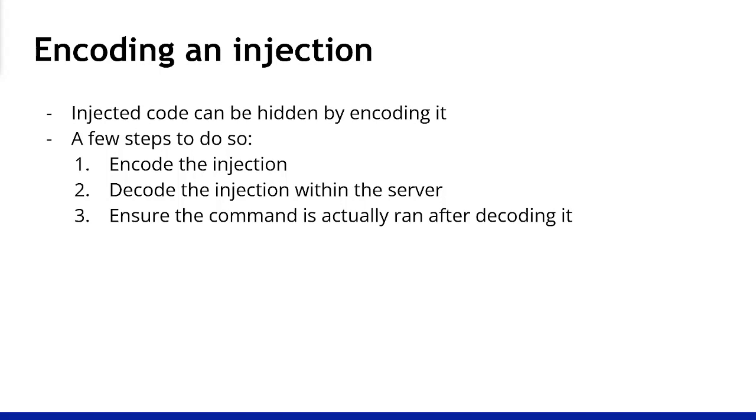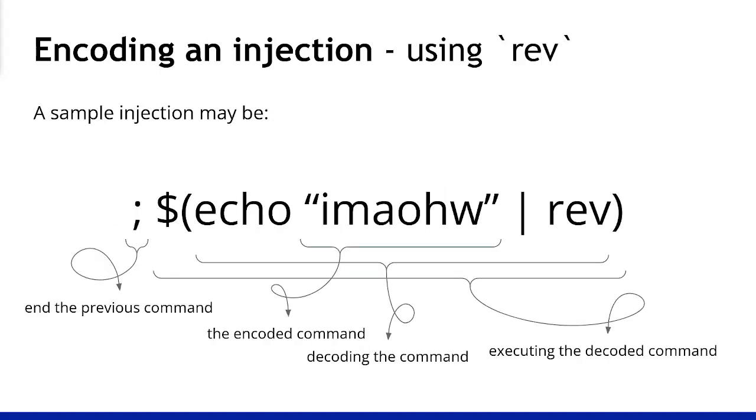But anyways, if we want to encode injection, here's what we need to do. We firstly need to encode the injection. And then afterwards, we send that encoding over to the server. And then once that encoded injection is in the server, we have to decode it. And then lastly, run the decoded string as a command. So how do we do this? Well, one such injection for this would be this kind of messy input in front of you.